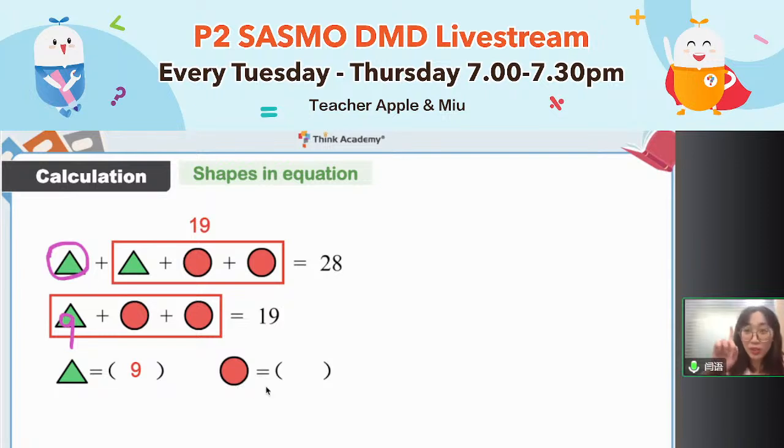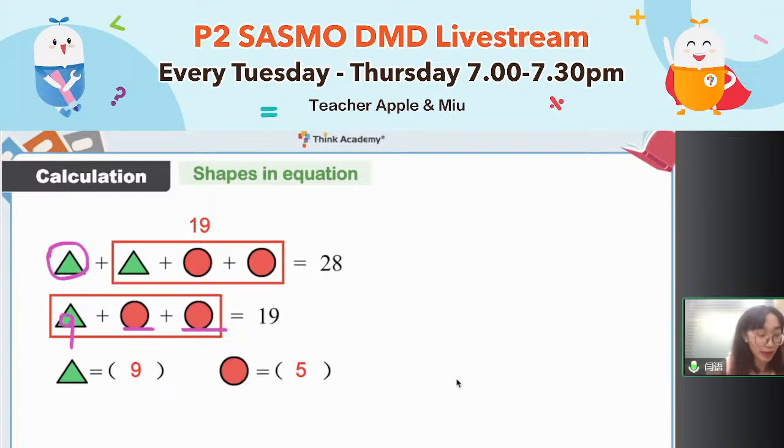Some students just answer, okay, I know, super easy, 9 plus 10 equals to 19, so the circle equals to 10. Is it correct? No. Why? Because now you see in the group, how many circles are there? We have 2 circles, right? 2 circles equals to 10. So what about 1 circle? 1 circle equals to 5, okay? Do remember to divide by 5.